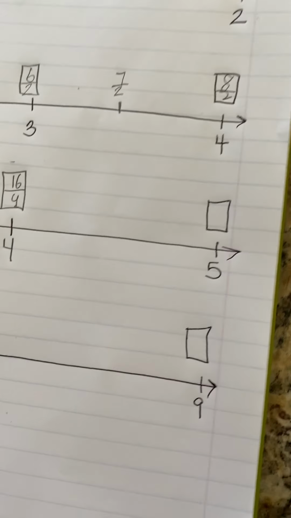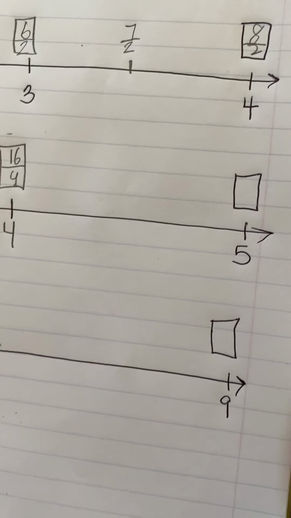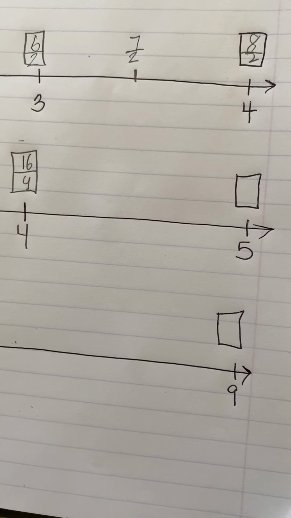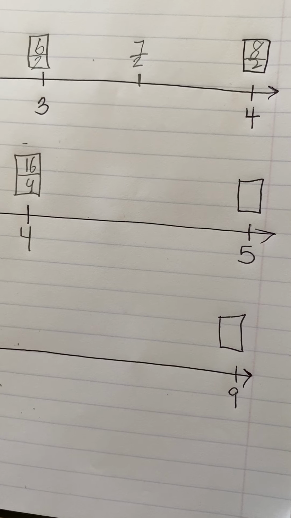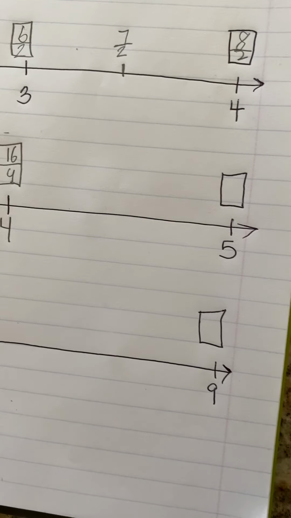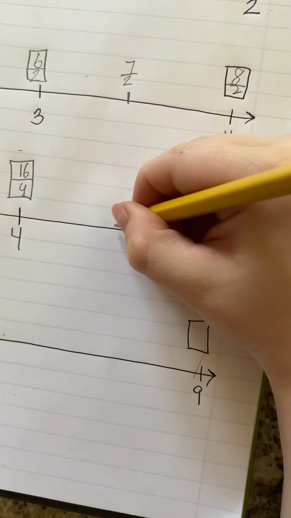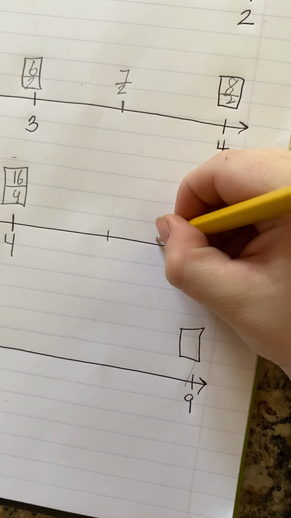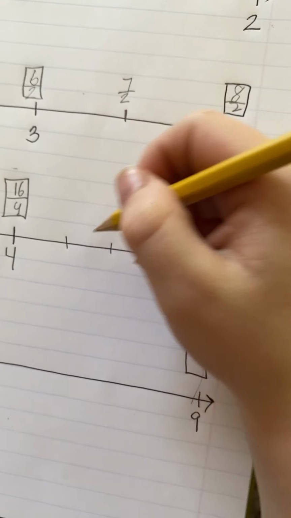Now, how many equal parts are you going to break up that next whole unit from 4 to 5? 4. Why 4 equal parts? Because our unit fraction is fourths. Good, go ahead. Start with one in the middle, and then break those in half. Now you have 4 equal parts.